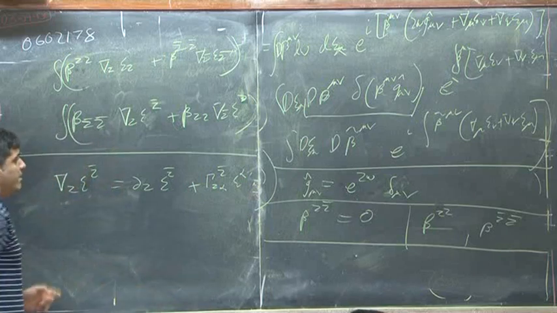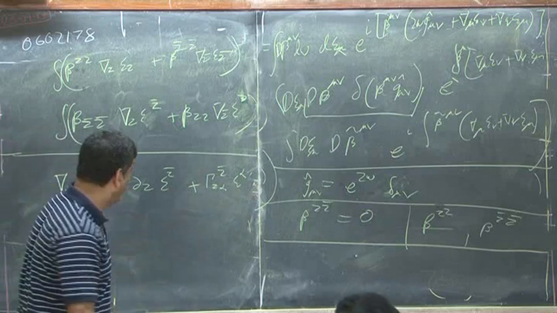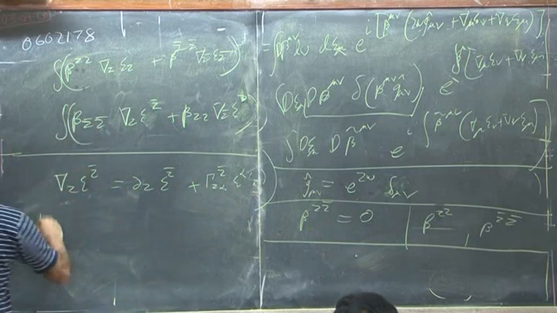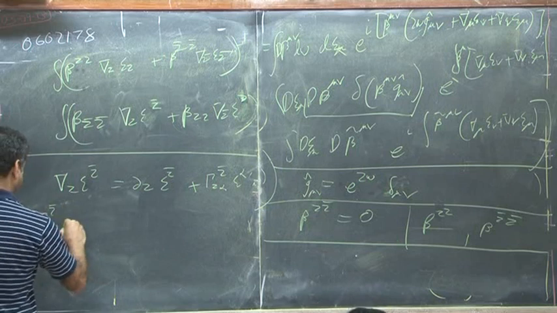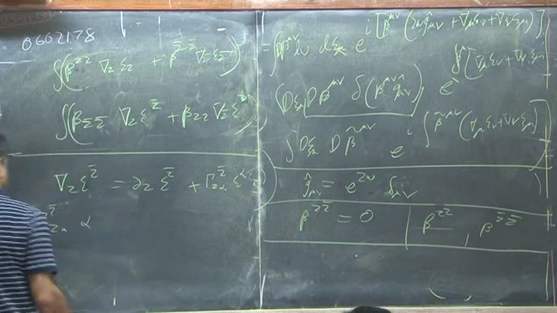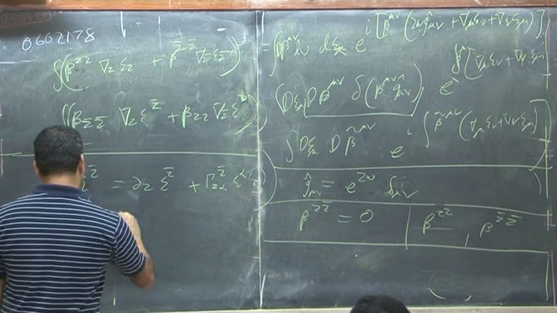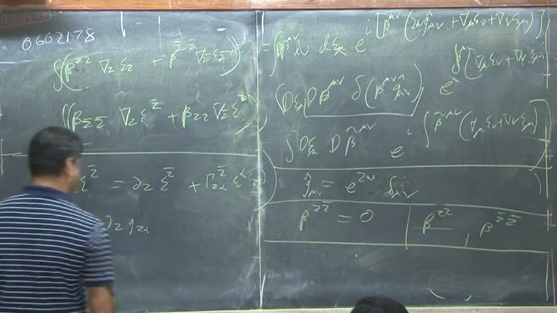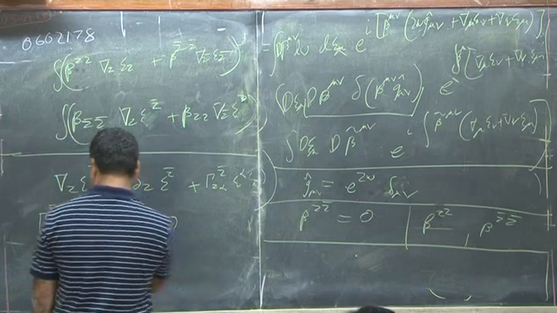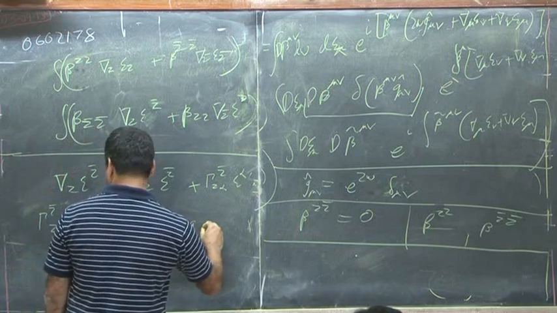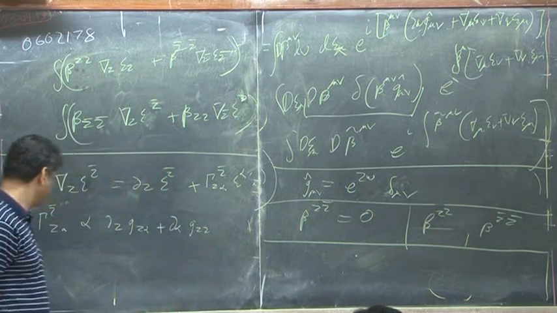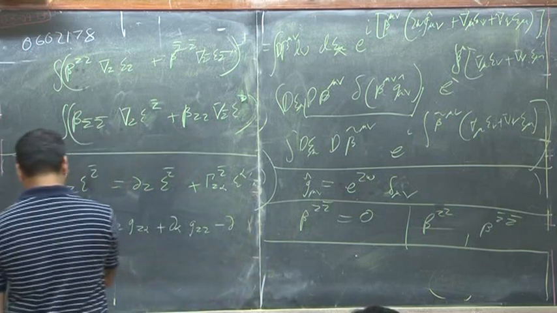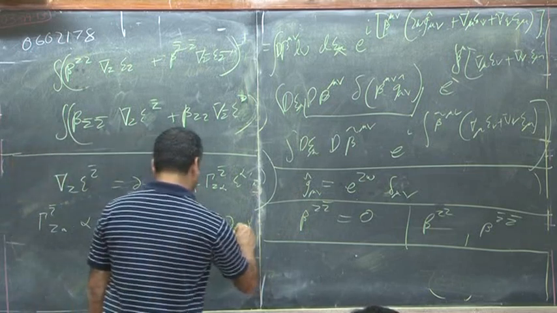Okay. But let's evaluate what this gamma z z bar alpha is. This guy here, gamma z bar z alpha, is proportional to del z of g. You lower this guy. So g z alpha plus del alpha of g z z minus del z of g z alpha.